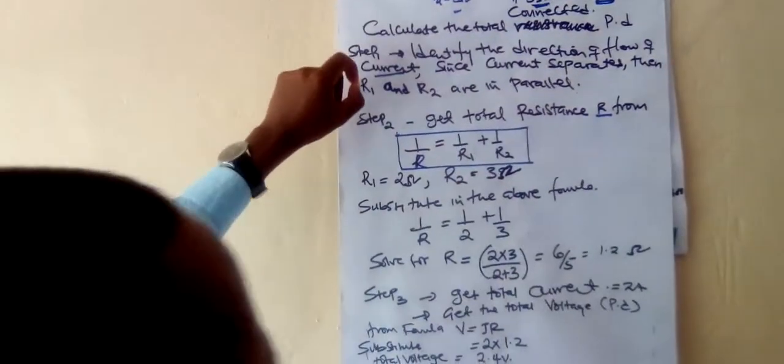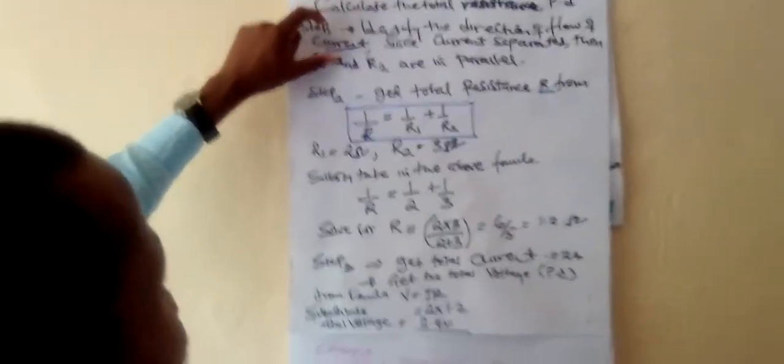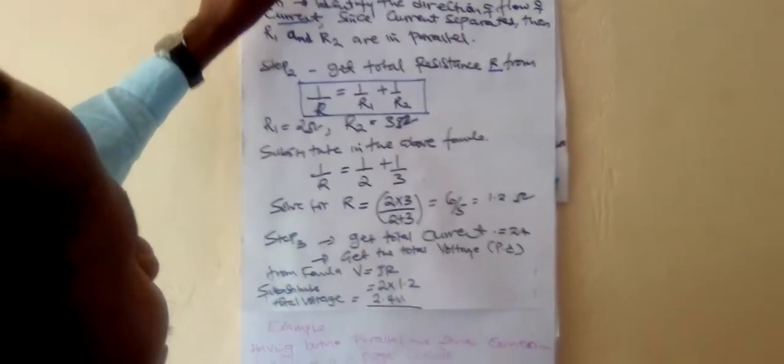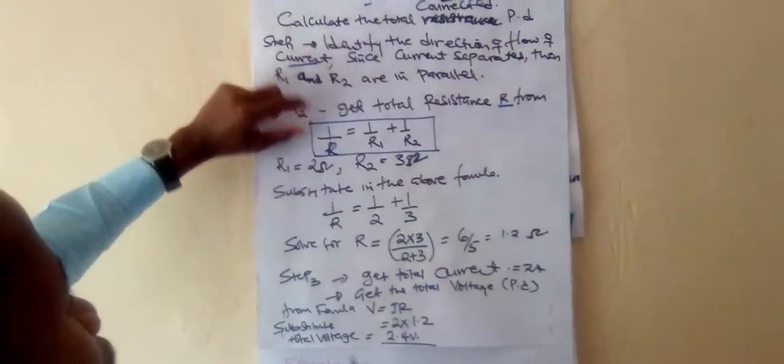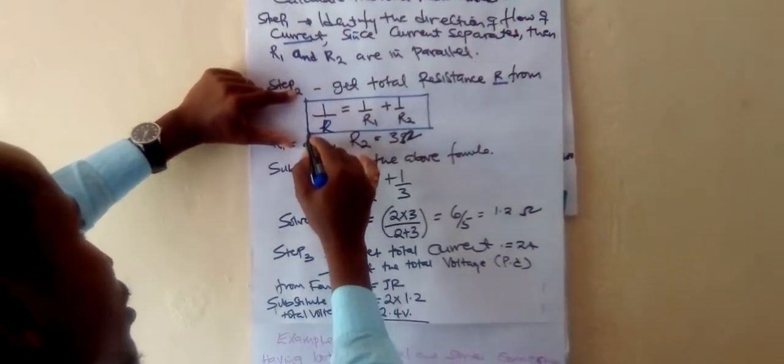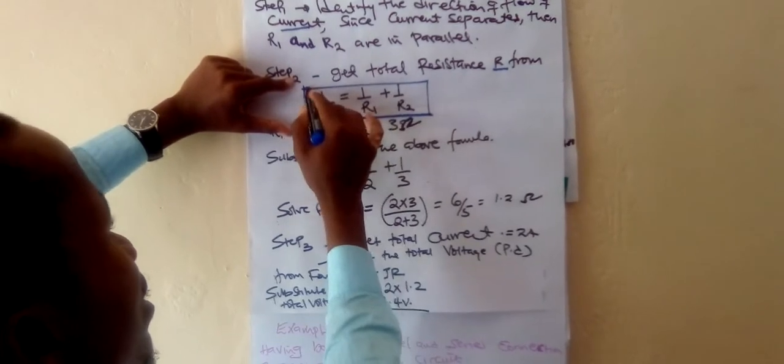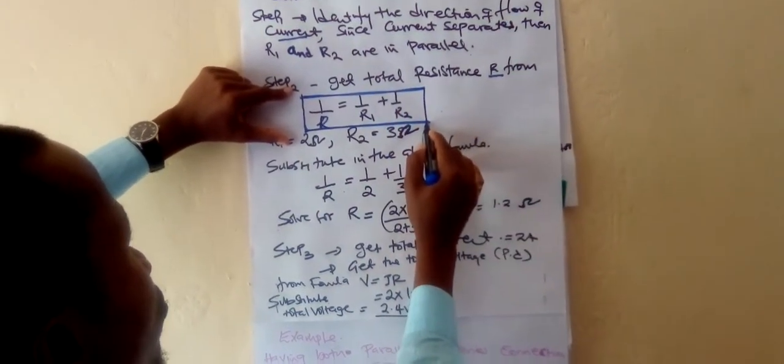Now, when we look at this, that helps us to know that the equation we are going to use to get the total resistance is this one.